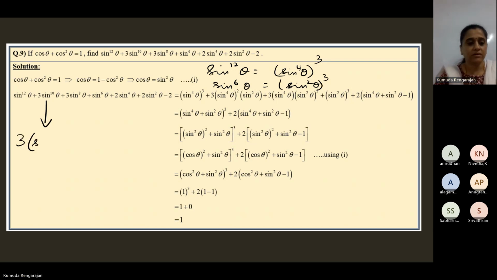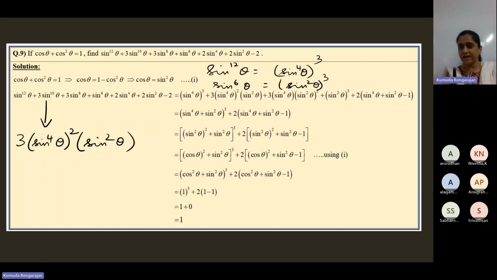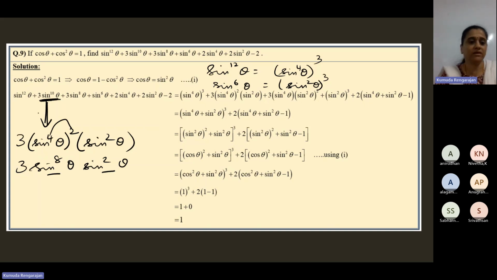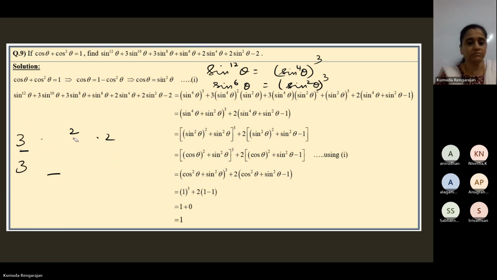3 a squared. What is a? Sine theta to the power 4. This is a. a squared into b. What is b? Sine squared theta. Correct, children? What is a? Sine theta to the power 4. What's b? Sine squared theta. So this term is 3a squared b: 3 times sine theta to the power 4 the whole squared, into sine squared theta. Now simplify, you should get this term. Now let's see if this simplifies to this one. 4 twos are 8, so it is sine theta to the power 8 and sine squared theta. Now bases are same and it's multiplication, so we need to add the powers. 8 plus 2, 10. Correct. So this term can be written in the form 3a squared b. Then this term.